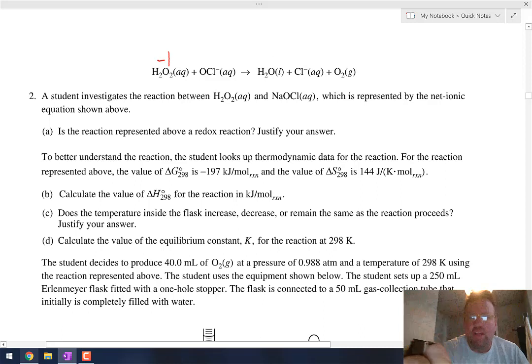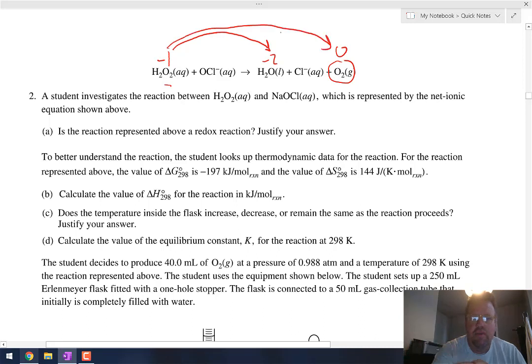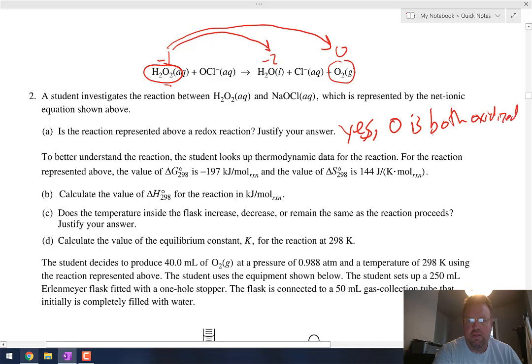Over here on the product side, when it's with water, it's -2, and when it's in its elemental form, it is 0. So the oxygen goes from a -1 to a -2. It also goes from a -1 to a 0. Remember, this is called a disproportionation reaction, where the same substance is being both oxidized and reduced. So is the reaction represented above a redox reaction? Absolutely yes, because oxygen is both oxidized and reduced.